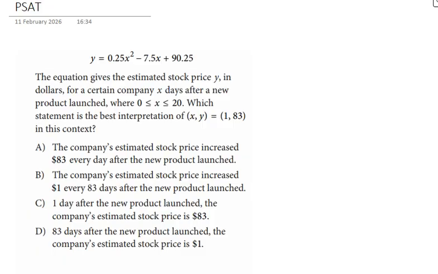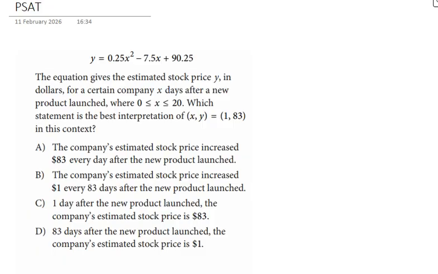We are given the equation y = 0.25x² − 7.5x + 90.25. The equation gives the estimated stock price y in dollars for a certain company x days after a new product was launched, where 0 ≤ x ≤ 20. The question asks which statement is the best interpretation of the point (1, 83) in this context.